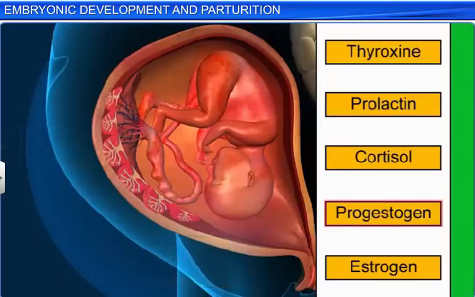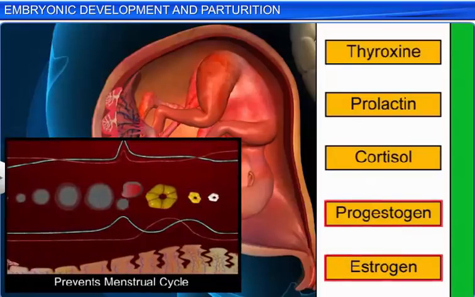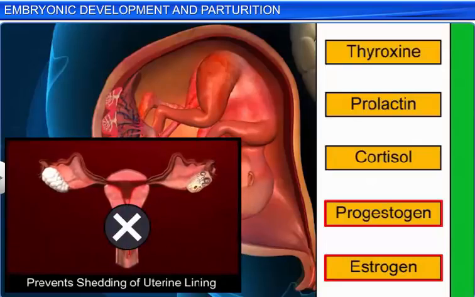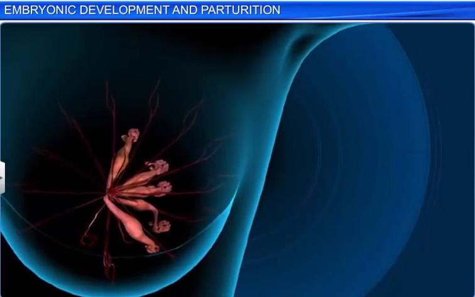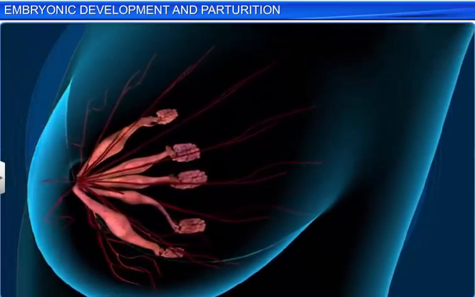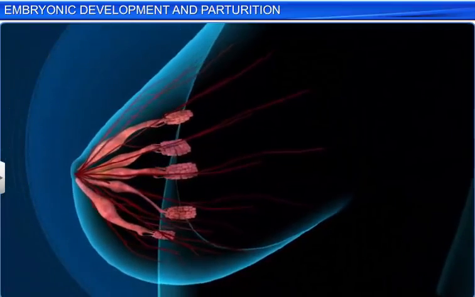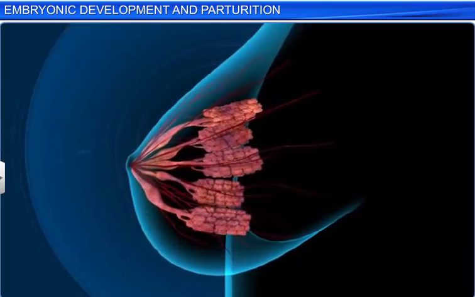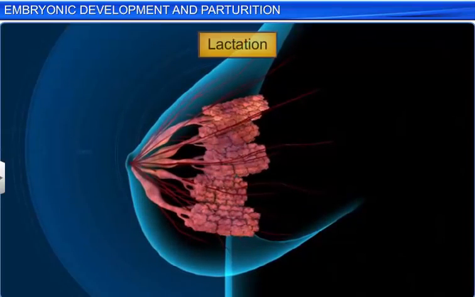Increased levels of progestogen and estrogen, for instance, put the menstrual cycle on hold and prevent the shedding of the uterine lining, which is embedded with the developing fetus. Hormonal changes also cause the cells of the mother's mammary glands to differentiate, resulting in these glands producing milk by a process called lactation towards the end of pregnancy.